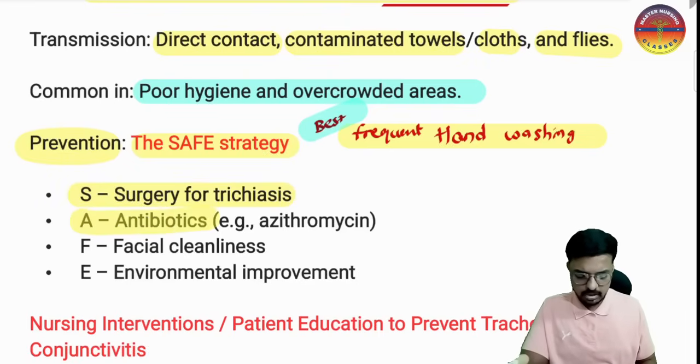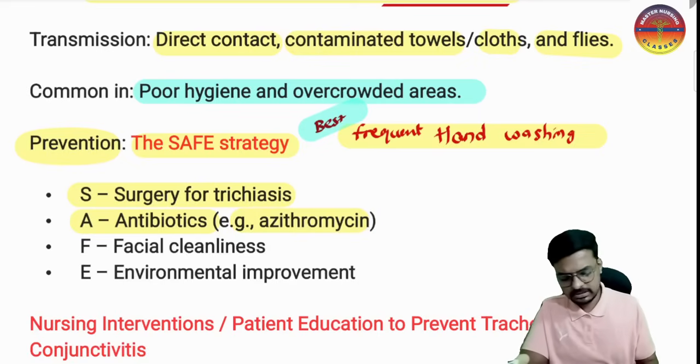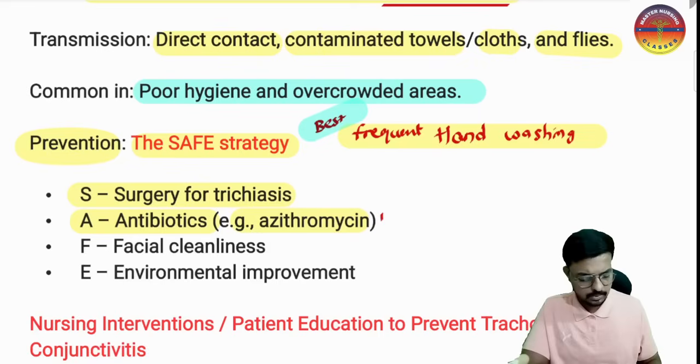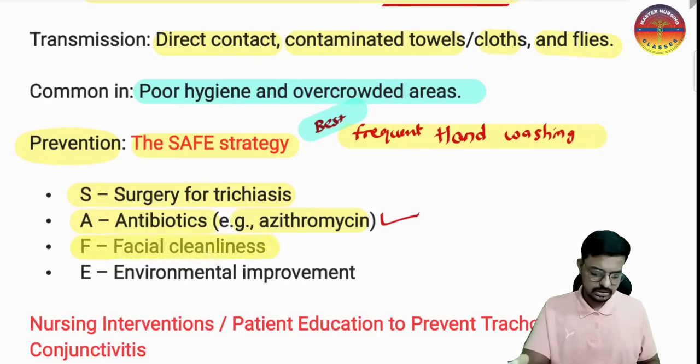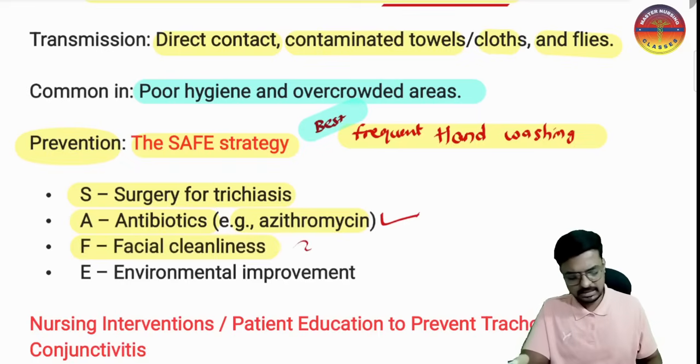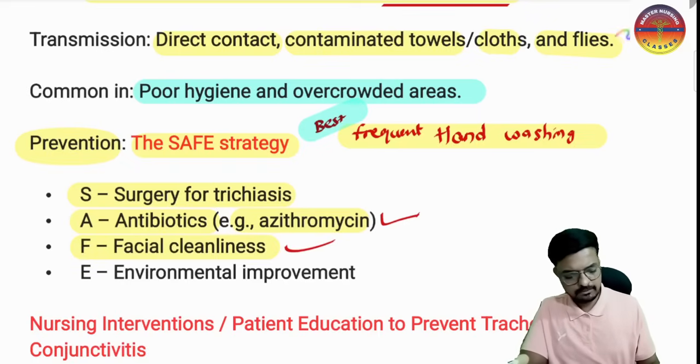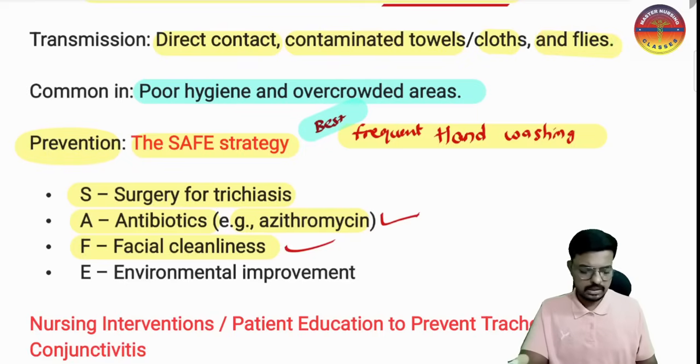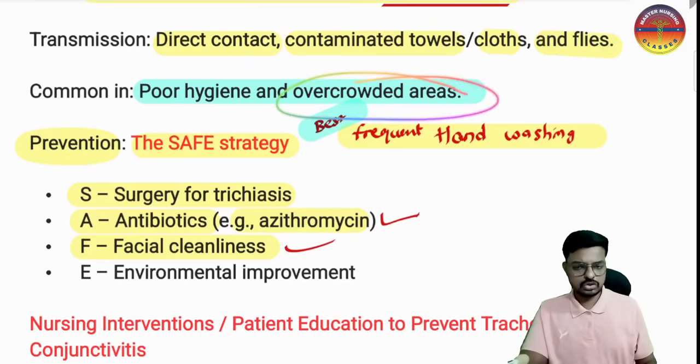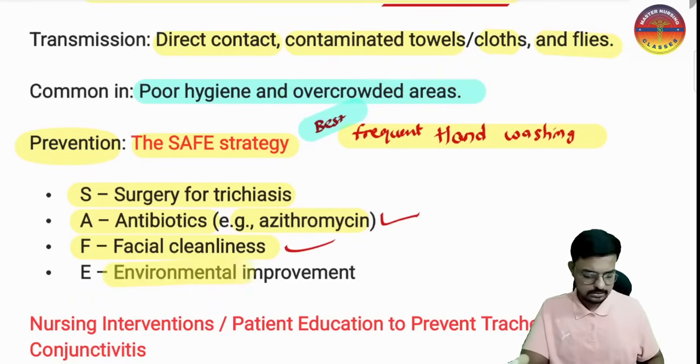And A stands for antibiotic. We will use azithromycin because this happens due to infection with Chlamydia trachomatis. That is what we want to destroy, so we will use the antibiotic. And this happens in poor hygienic conditions. Facial cleanliness is the classical thing to be maintained here. This is also spread by flies and by contaminated, crowded areas. So environmental improvement is the E here.